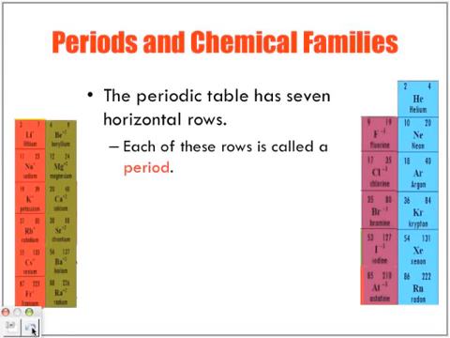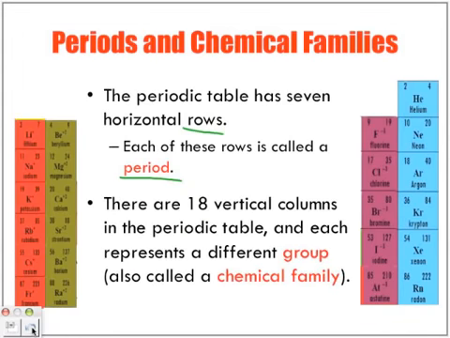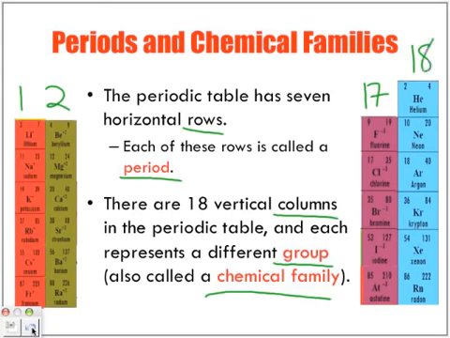Periods and chemical families. The periodic table has 7 horizontal rows, right? And as we said before, we're not going to refer to them as rows, we're referring to them as periods, right? There are 18 vertical columns. As we said, we're not going to call them columns. We're going to call them groups. And some actually are called chemical families. And here are 4 certain chemical families. We've got group number 1. We've got group number 2. If we look over on this side, we've got group number 17. And the final group at the opposite side, group 18.